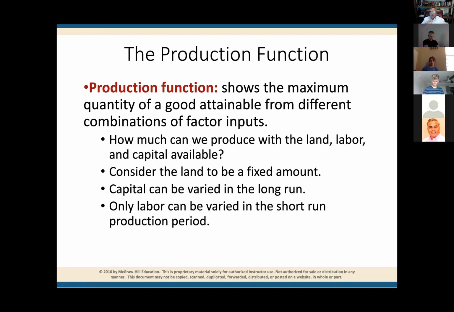For a burger joint, what is a fixed input? Give me an example of a fixed input for a burger joint. Utilities. The grill. Okay, the grill is a fixed input. Utilities, I guess it can be fixed, because it doesn't really matter: you make one burger, two burgers, you're going to pay the same amount of electricity. Right. So let me use the grill. My grill is a fixed input. The workers are variable inputs.